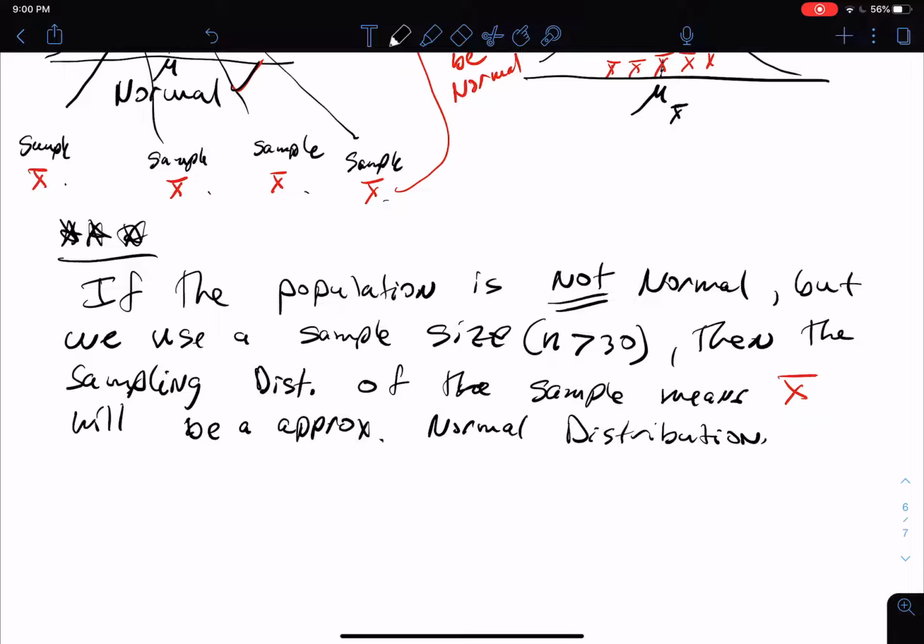Okay, so that's the central limit theorem right there. It says if the population is not normal, but we use a sample size that's greater than 30, then the sampling distribution of the sample means X bars will be approximately normal. And once it's normal, we can convert them to z-scores and use our z-table. So it just opens everything up for us. That is really great. We can use this even on populations that are not normal.